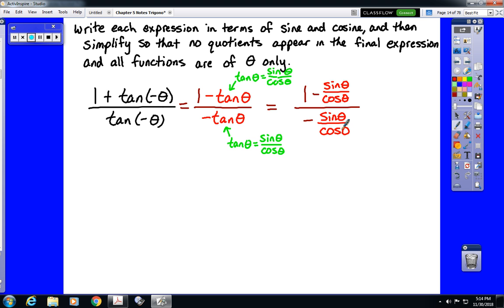And I know what you're thinking, Mr. Wills, you're crazy. You just made the fraction into a bigger fraction and a more dangerous fraction. No, not really. Because anytime we have a fraction over a fraction, we simply can deal with that problem by multiplying the bottom and the top by the reciprocal of the denominator. So we're going to multiply the bottom and the top by the reciprocal of the denominator.